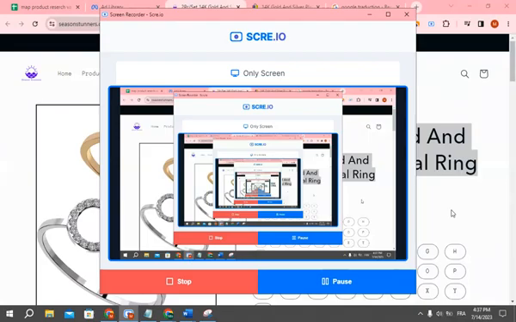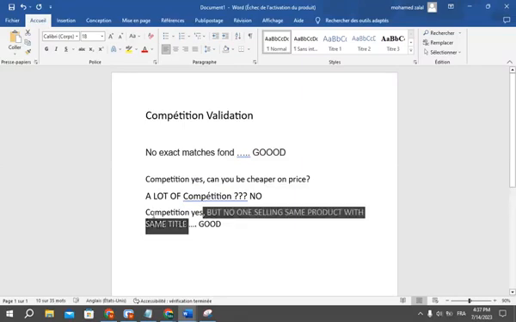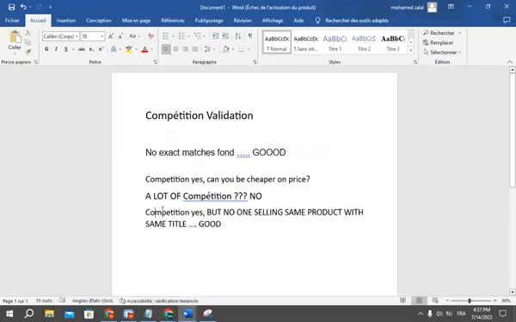Okay, we have another possibility here. For example, if you find competition, yes, you have competition, but no one is selling the same product you want to sell with the same title, that means it's good. You can sell it. This is no, this is yes. This is good. This one, you have to ask yourself if you can be better on price. A lot of competition, no, just avoid it. Competition, yes, but no one selling the same product with the same title is good.